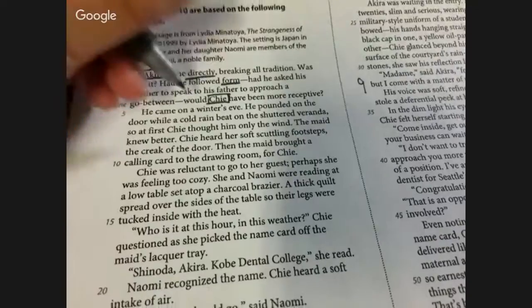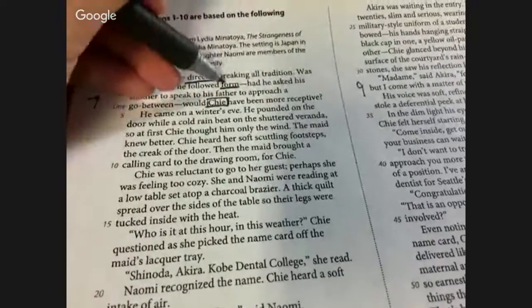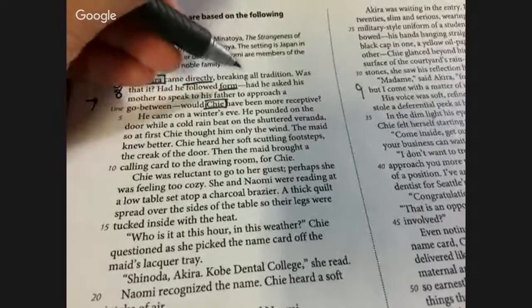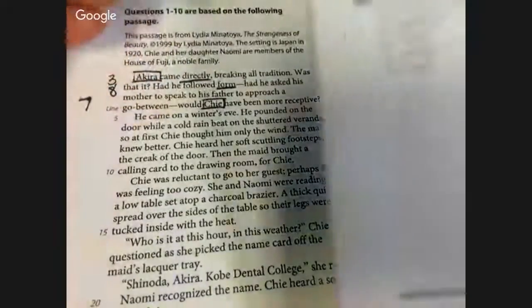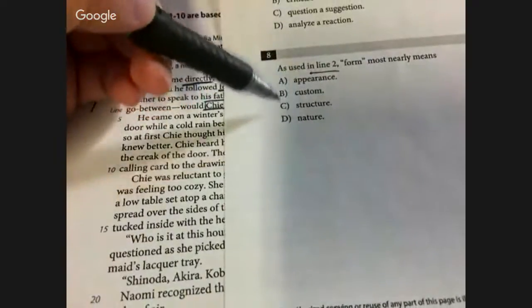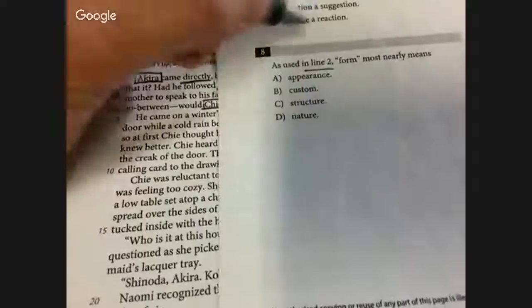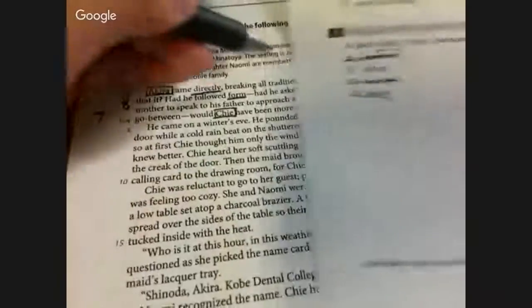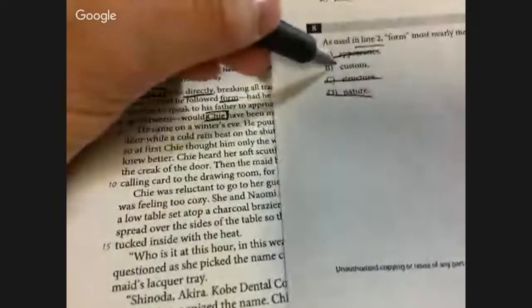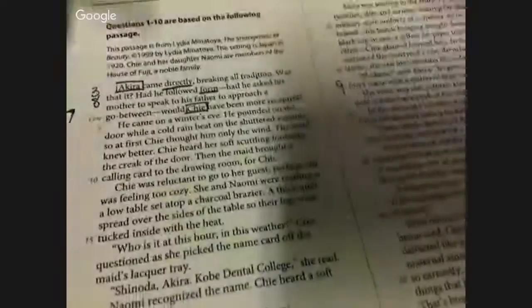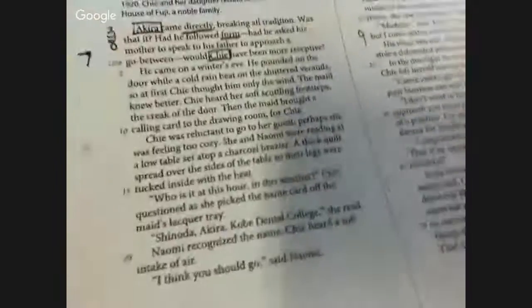So, had he followed form, that means he didn't follow form by breaking all tradition. The answer choices are appearance, custom, structure, and nature. Breaking tradition doesn't have to do with appearance, nature, or structure. So tradition is like a custom. So that would be the correct answer here. Now we can move on.